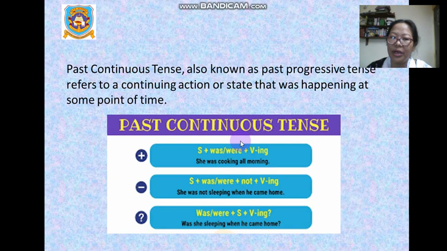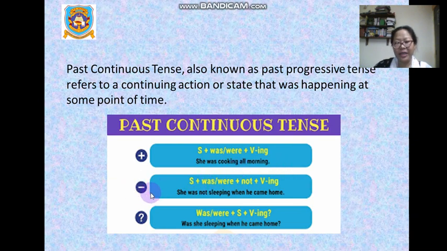that was happening at some point of time. Now past continuous tense, again in a positive, subject plus was, were, depending on the person, on the number, plus verb ing form would be used. She was cooking all morning.